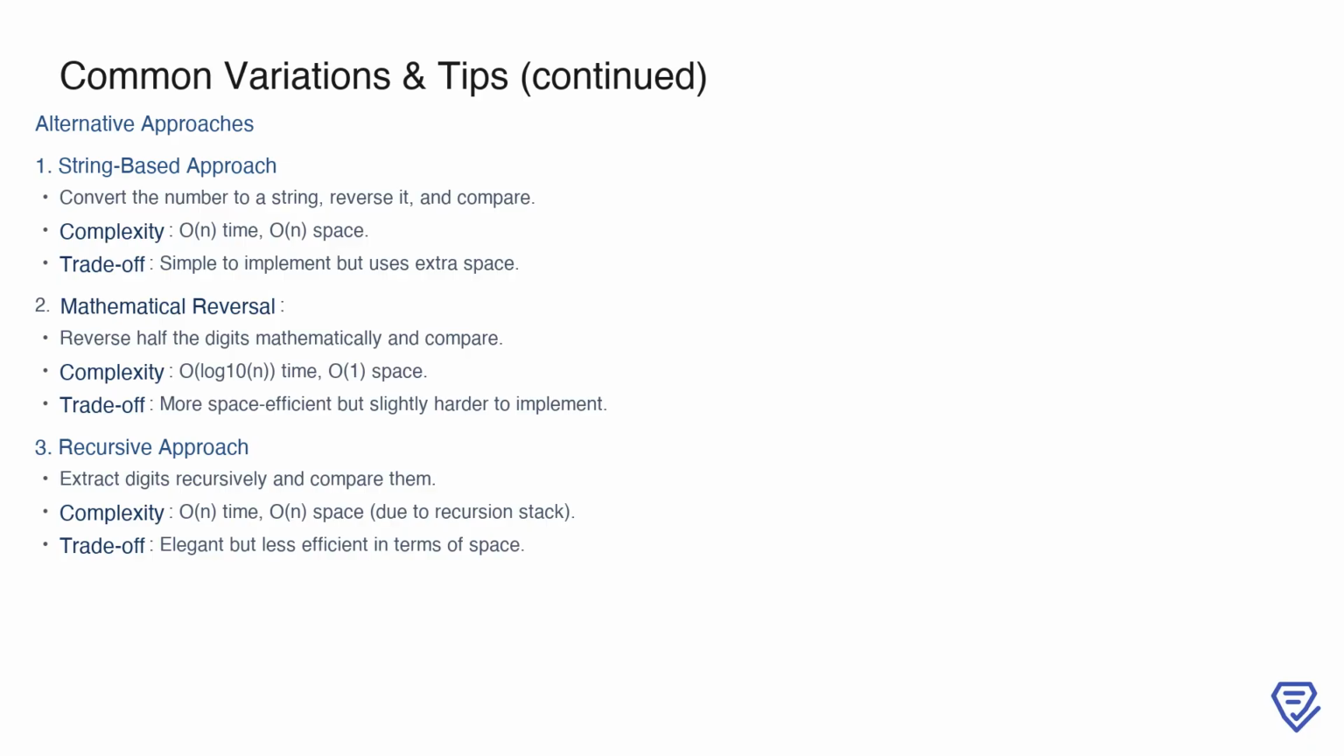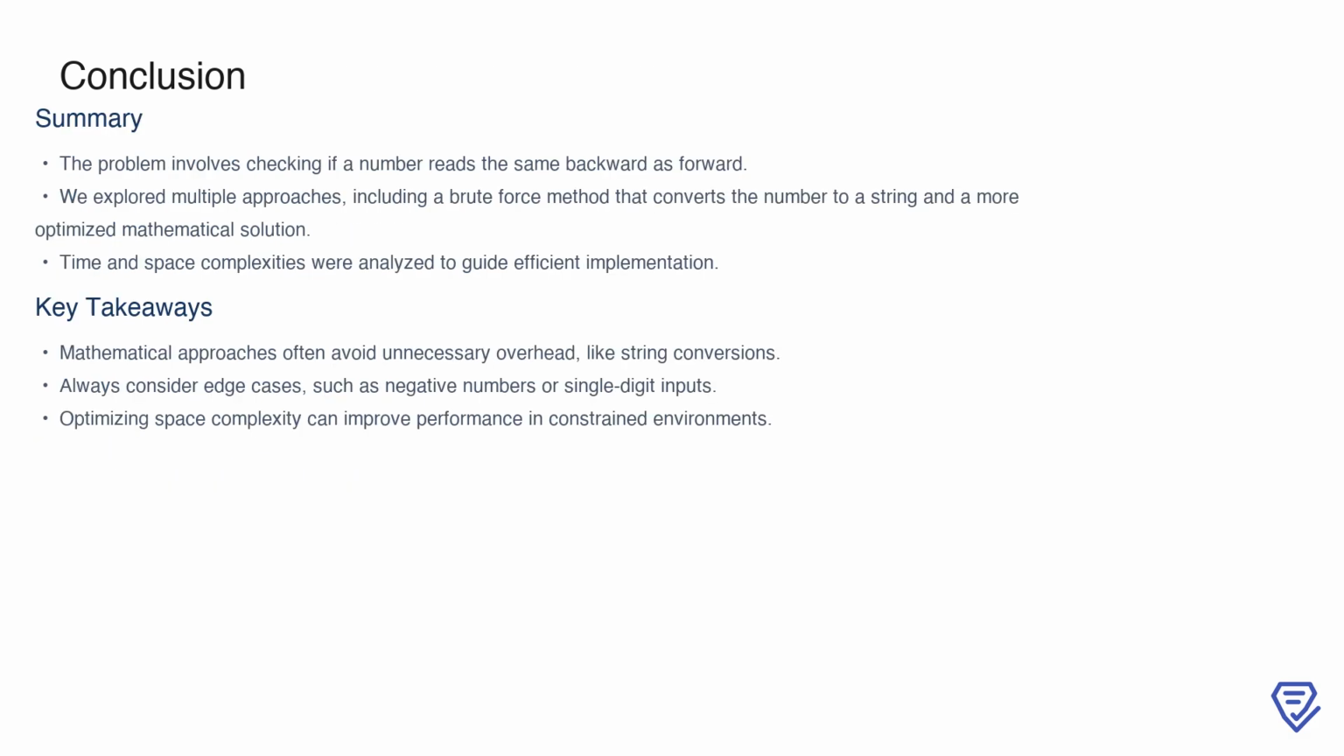Finally, there's the recursive approach, where you extract and compare digits recursively. While this method is elegant, it has O(n) space complexity due to the recursion stack, making it less efficient in terms of memory. Each of these methods has its own trade-offs, so your choice should depend on the constraints and requirements of the problem. Great job!